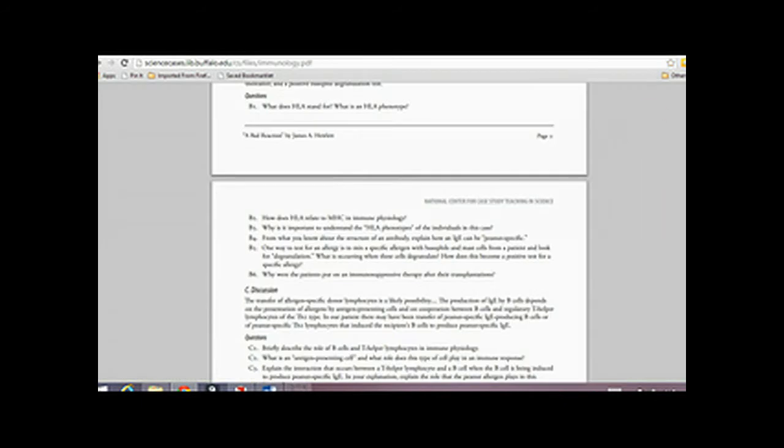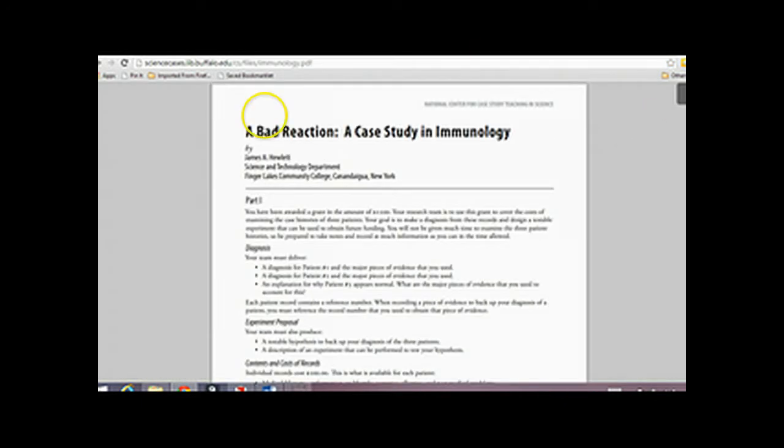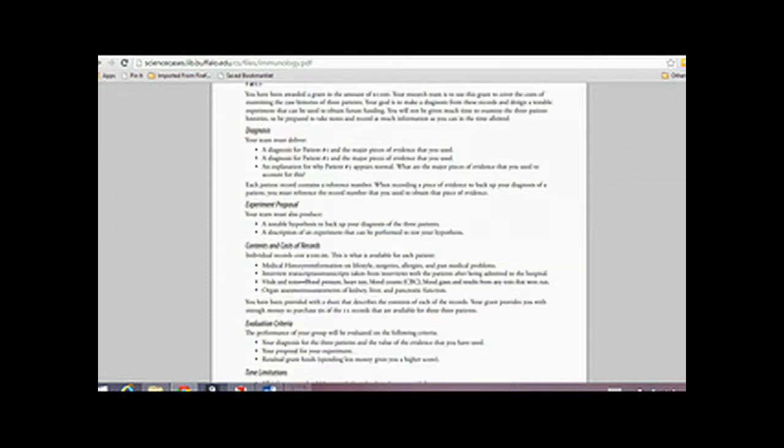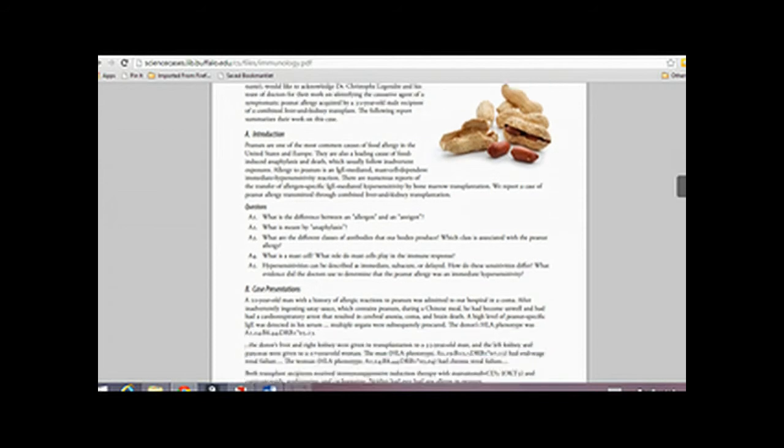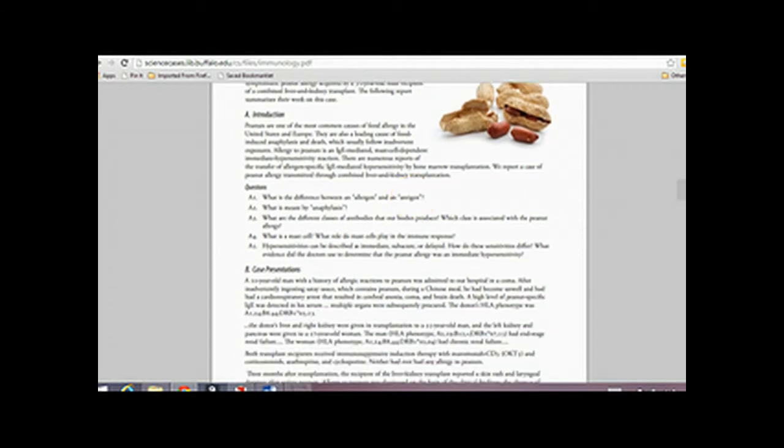I pulled up one example of a case here, which is one about immunology. And this is a case study where essentially they start out with some basic information about food allergy, anaphylaxis, IgE reactions, and so forth. And so there'll be questions for the students to answer, like what is the difference between an allergen and an antigen? What is anaphylaxis? And what is a mast cell, and how are they related to the immune response? So hopefully if the students have done their background reading or video watching or whatever it is, they will be able to answer those questions.